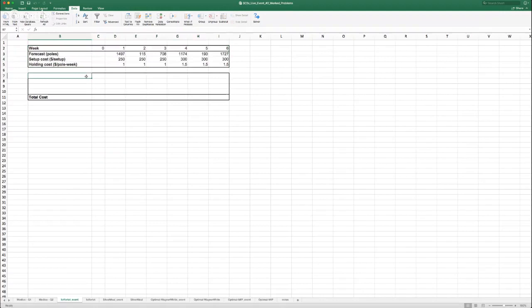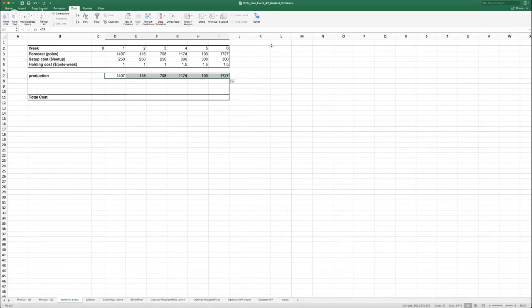So we need to figure out a couple of things here. The first is the production, which is how many units to produce. And like I said, for lot for lot it's really straightforward. It is equal to the demand. So in the first time period, this will be equal to 1497. In the second time period, it will be equal to 115. And then we can extrapolate it to all the relevant cells. So this is basically the number of units that need to be produced.